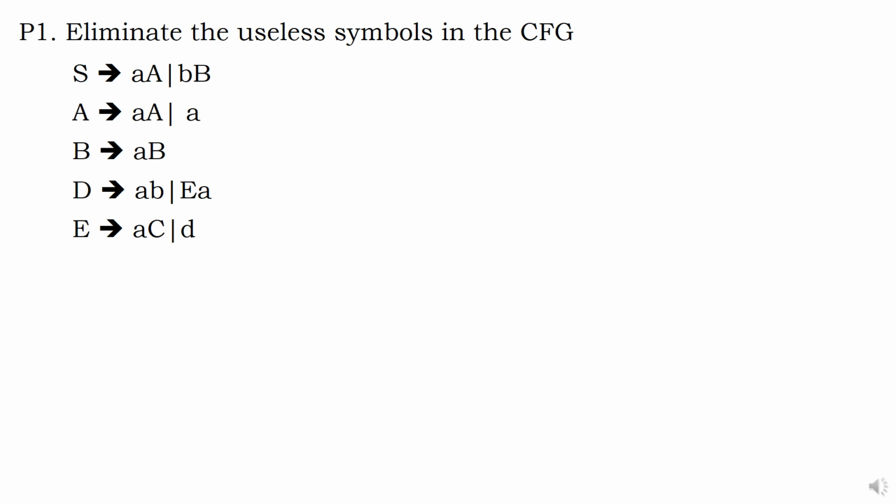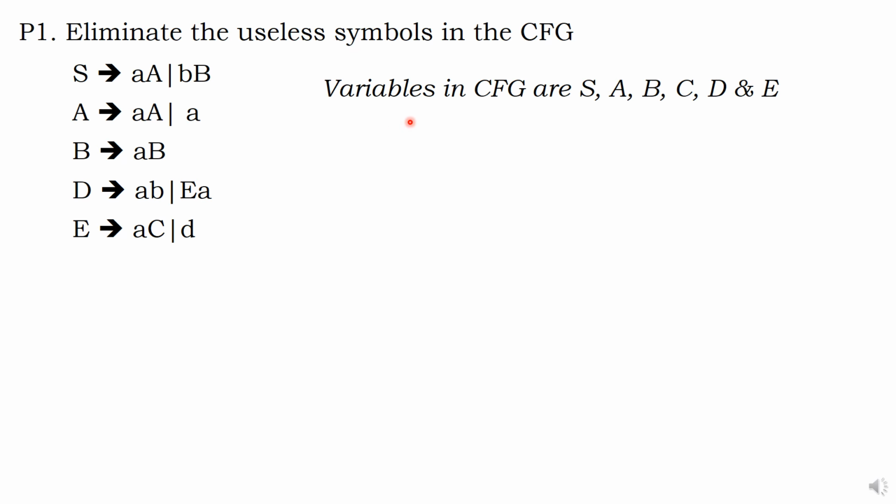Let us directly enter into the problem. Eliminate the useless symbols in the context-free grammar. They have given. Now, I have told the removal of useless symbols, two rules you should obey. What are the two rules? One is, it should be reachable from the starting symbol. That means it should be available in the right hand side. Number two is, it should be terminated. Now, have a look at this particular problem.